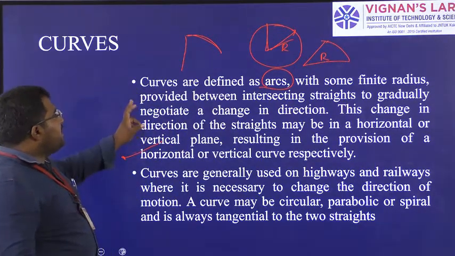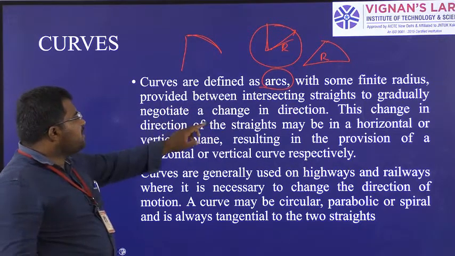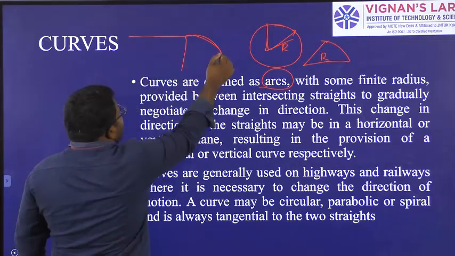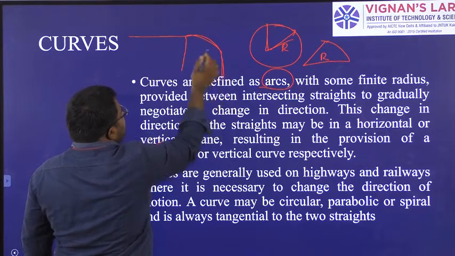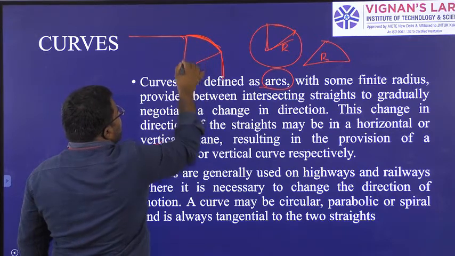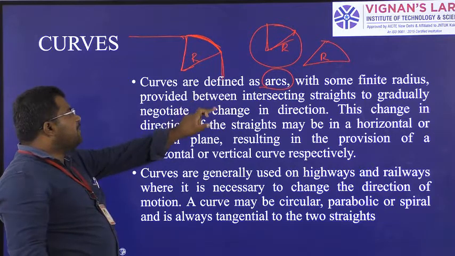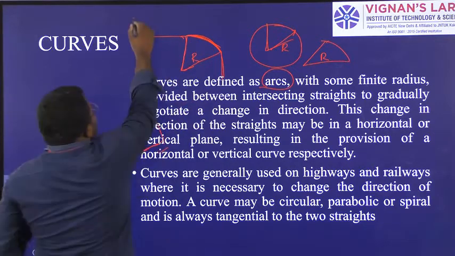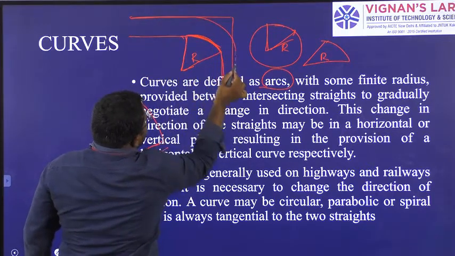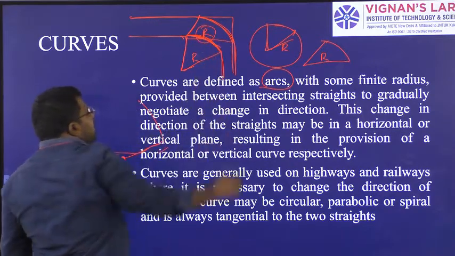With some finite radius provided between intersecting straights to gradually negotiate a change in direction. If I am moving in this direction and I want to change my direction to this direction, here we are going to provide an arc with some finite radius. Finite means limited. This is one straight line, this is another straight line, and here we provide a curve like this. This arc of a circle with finite radius is called a curve.